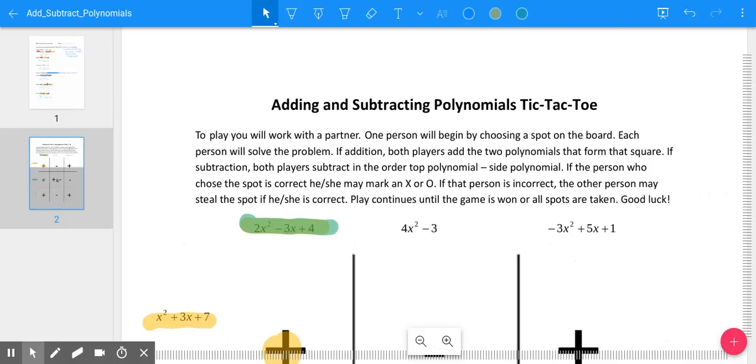Both people will try the problem for each square, because if you get it incorrect and it's your turn, then the other person can steal it, and then they would get a second turn right after that. So give that a try, and then when you are finished, you can work on the add and subtract polynomials homework and potentially get that done in class. All right, good luck.